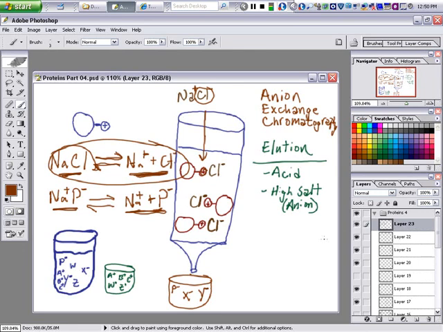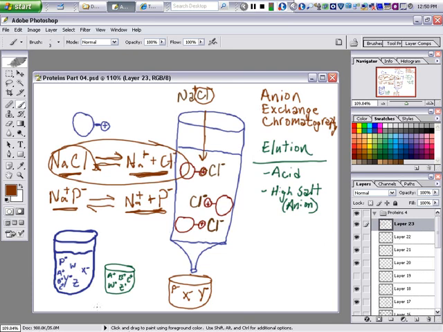Now the cation is going to turn into an anion. It's going to make the protein more anionic, or less positively charged. Make sense? Okay. Let us continue.